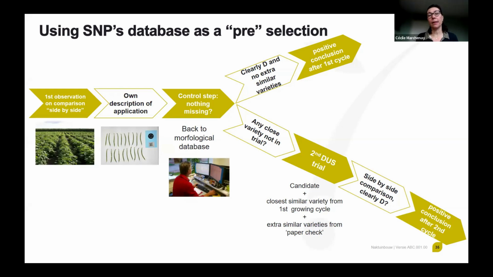Do we need another comparing variety? Then we will include in the second DUS trial the candidate, the closest similar variety from the first growing cycle, and eventually extra similar variety from the paper check step. Again, a side-by-side comparison in the trial, and then is it sufficiently distinct? Then, if we have confirmation of the difference in both trials, we can make a positive report. Yes, next sheet.